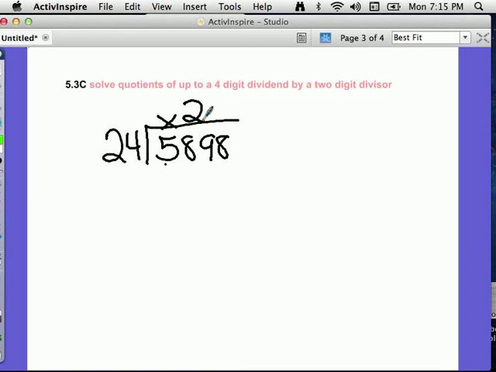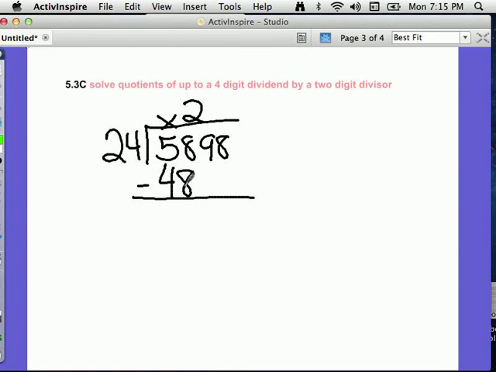2 times 24. That is 48. You are correct. All right, now my next step is to subtract. Why? Because it does not go into that number evenly, so therefore we have to subtract, and we still have to use the remainder. Oh, okay.